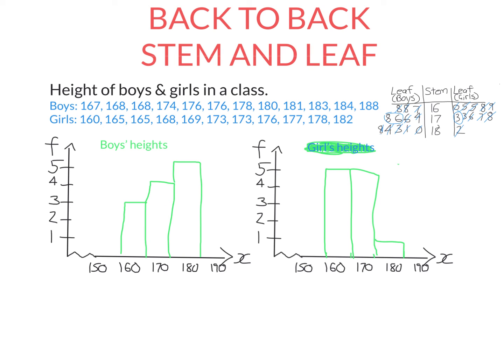These histograms just give us another way to visualize the data and compare it. From the histogram, it looks like the boys' heights are negatively skewed, scores clustered around the maximum. From girls' heights, they could be symmetrical or positively skewed. Either one's fine.